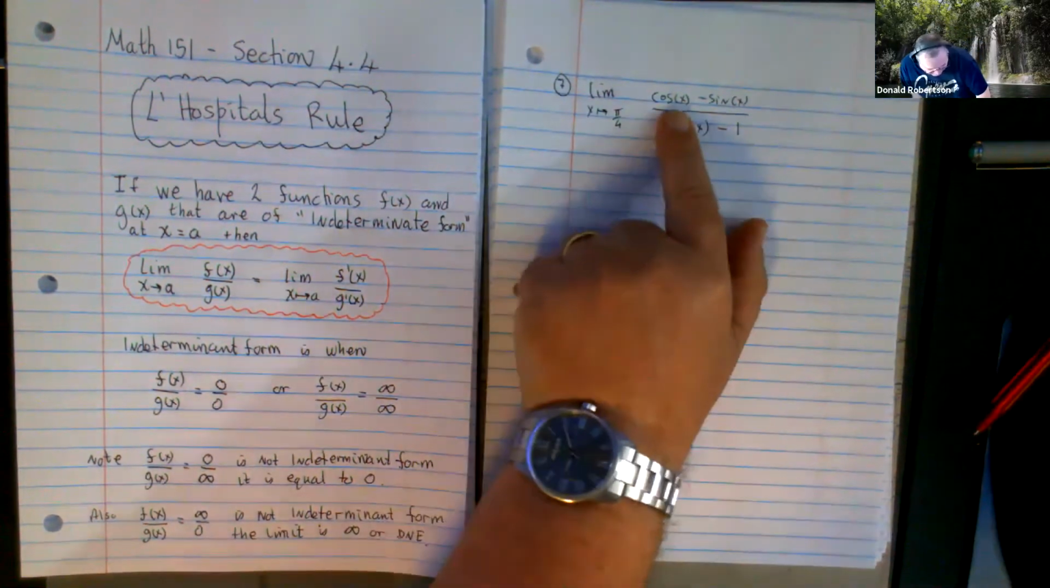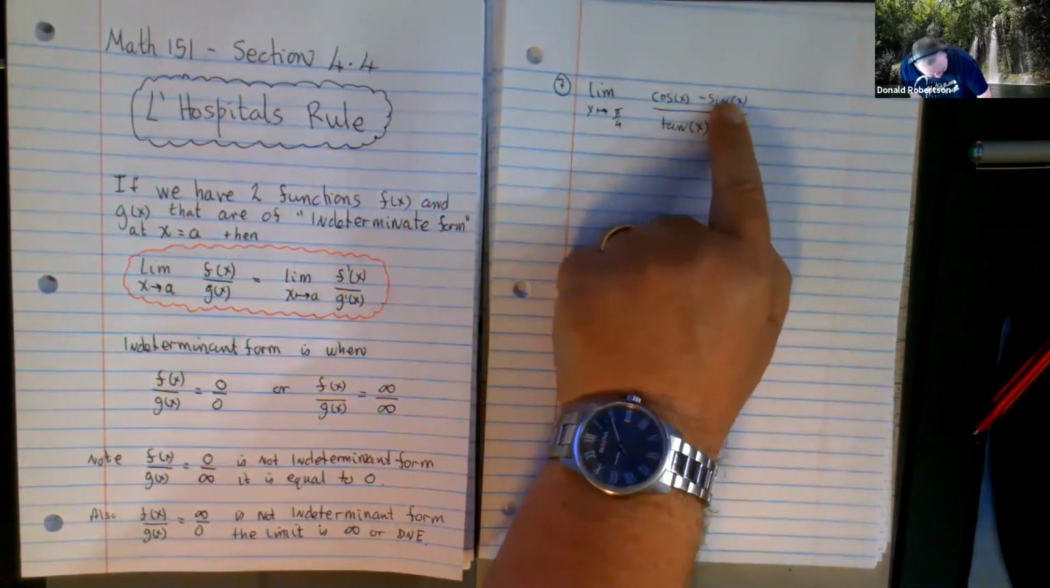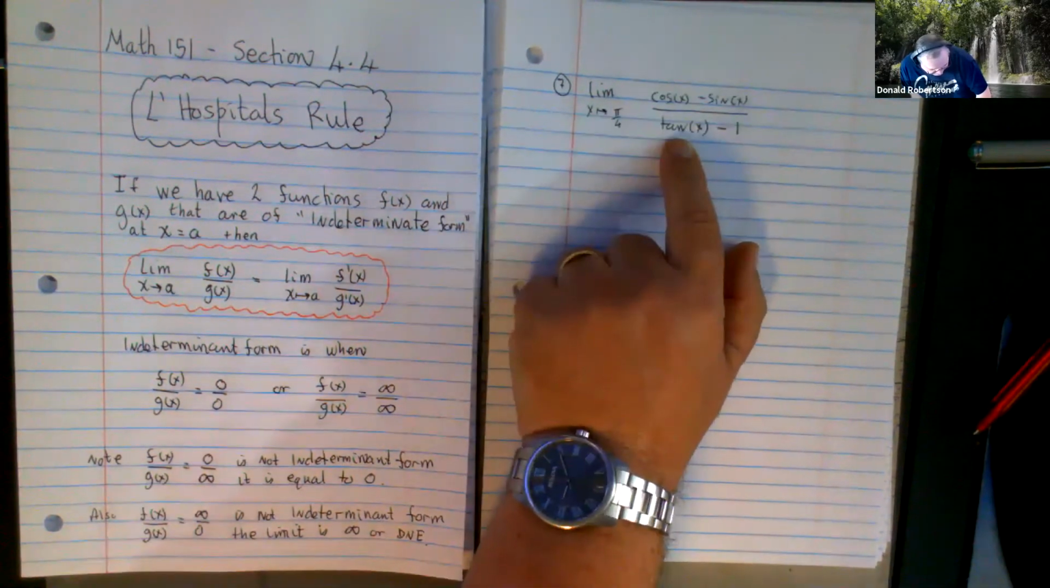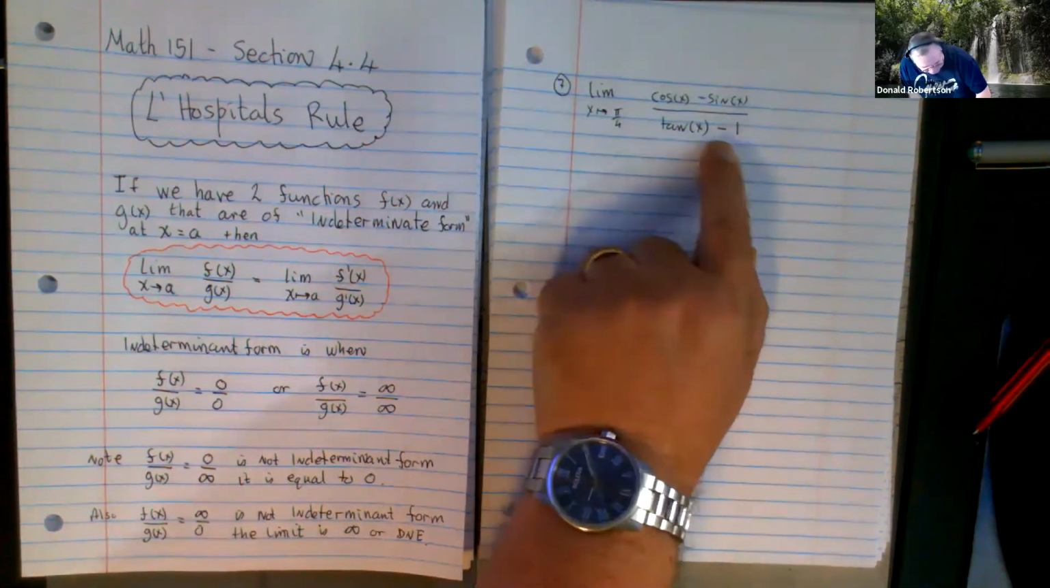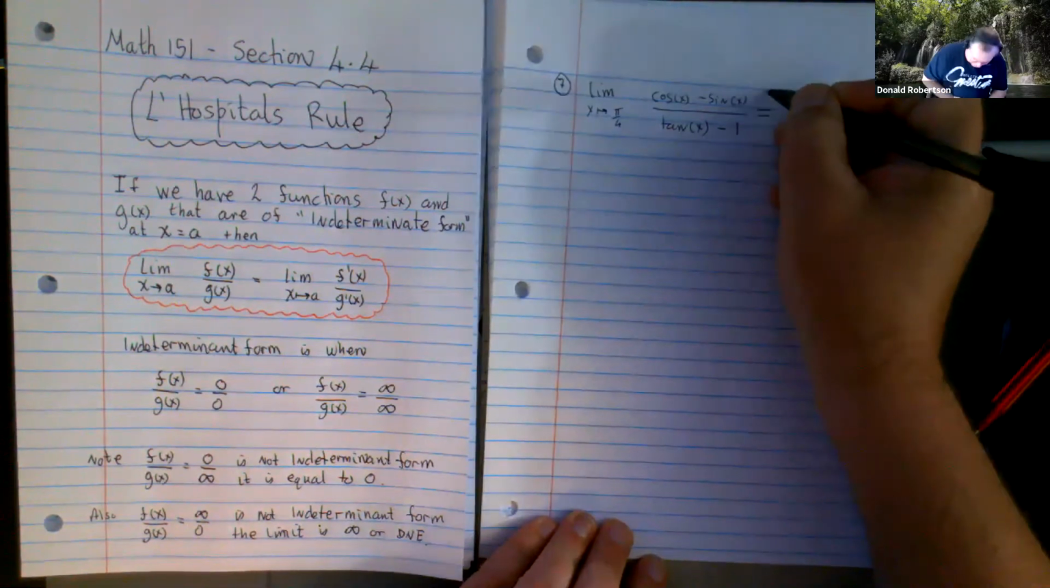Right, cosine of pi upon 4 is root 2 upon 2. Take away root 2 upon 2, so the top is 0. The tan of pi upon 4 is 1. 1 take away 1 is 0. It says indeterminate form. That means I can use L'Hopital.